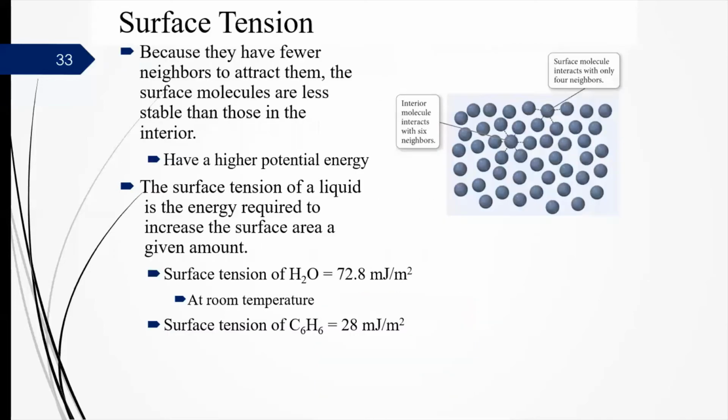So surface tension all comes down to this idea that, because they have fewer neighbors to attract them, the surface molecules are less stable than those in the interior. Surface tension exists because they are trying to hold that exterior and hold them in towards the rest of the liquid. It's why if you put a drop of water onto the surface of a table, the water will keep its drop shape, right? It will stay connected. It won't just completely go away from each other.